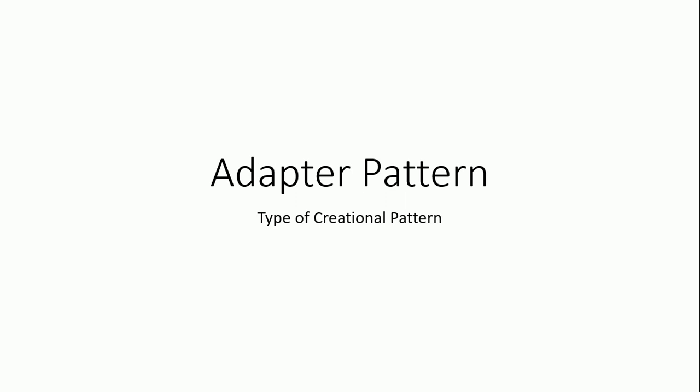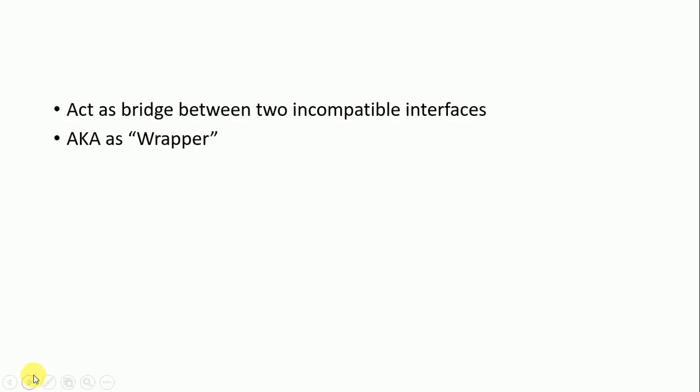Adapter pattern is a type of structural pattern, and its primary focus is to act as a bridge between two incompatible interfaces. Just like that, we have two interfaces that are unable to communicate with each other, and adapter classes and adapter objects help us and facilitate us to communicate between them. It is also known as the wrapper class.